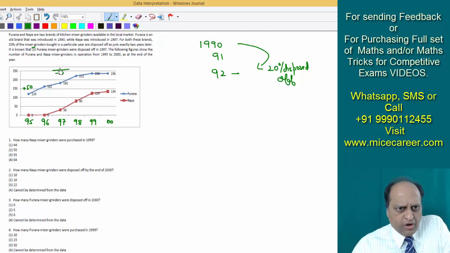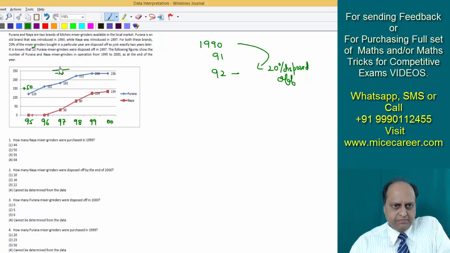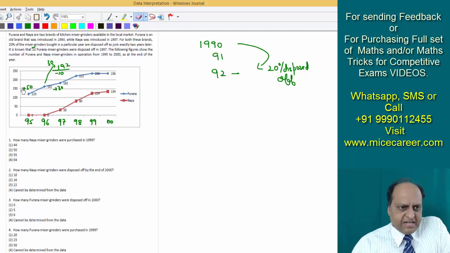So here, before disposals, the number of grinders were 192, and operating at the end of 96 is 162. And before disposal it is 162. That means 30 grinders were purchased. You got the idea? So we purchased 30 grinders. I am writing purchases at the bottom. That will be better.